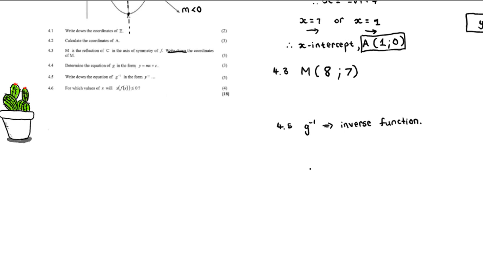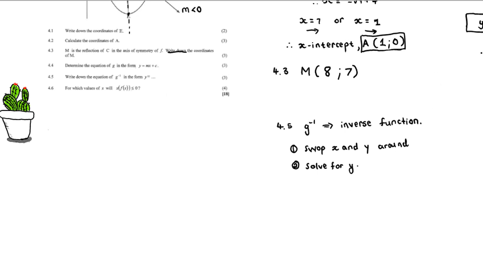Basically, with the inverse function, what you're going to do is swap x and y around. That's the first thing that you're going to do. And then the second thing you're going to do is solve for y.